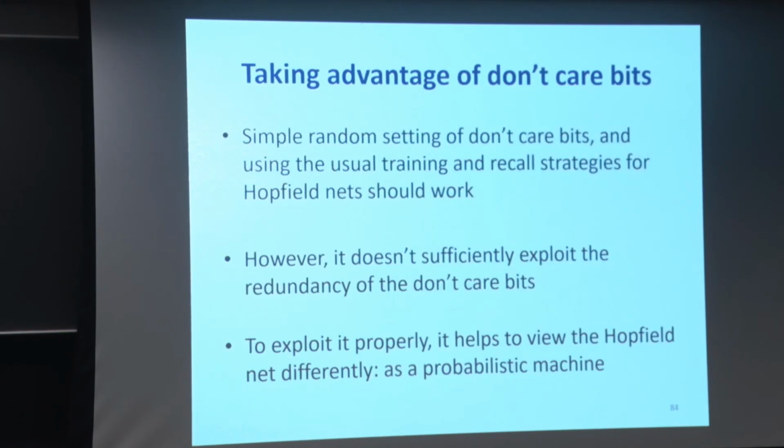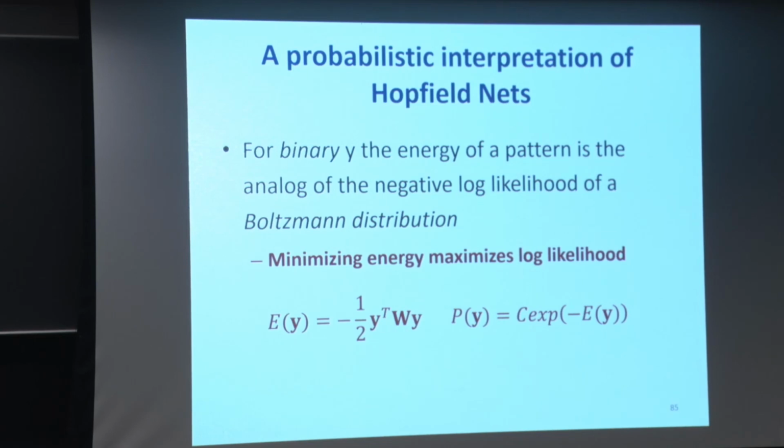So here's the situation. Simple random setting of the don't care bits and using the usual training and recall strategies of Hopfield networks should work, but it's not a great idea, particularly because it doesn't exploit the redundancy of the don't care bits. To exploit this properly, you have to take a slightly different perspective. You have to view the Hopfield network as a probabilistic machine. You can do it without viewing it that way, but when you think of it as a probabilistic machine, the math becomes simpler.